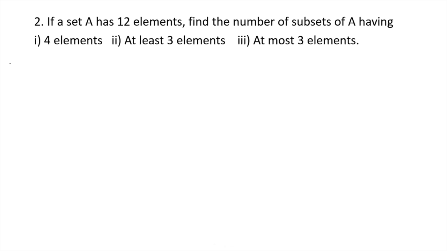So first let us answer the first one. Number of subsets with 4 elements. The number of subsets with r elements of a set with n elements is going to be n choose r. So here we have to find the number of subsets of a set A with 12 elements having 4 elements. We have to form 4 element sets.